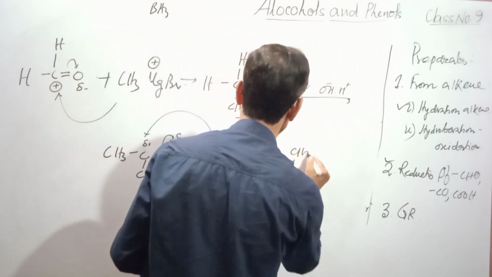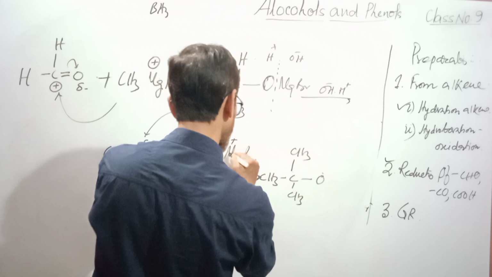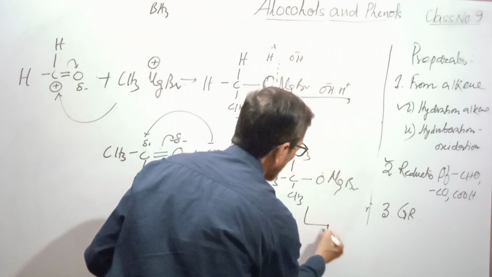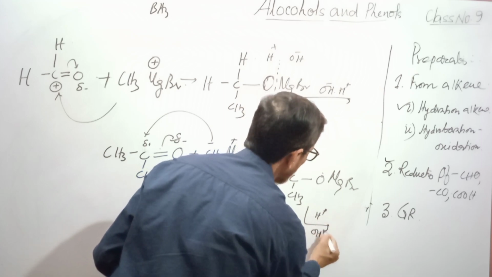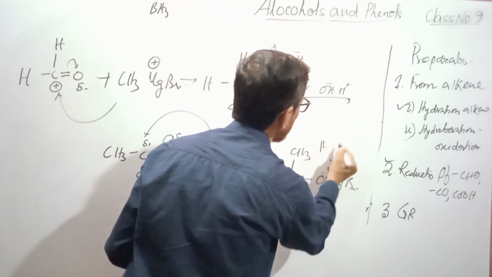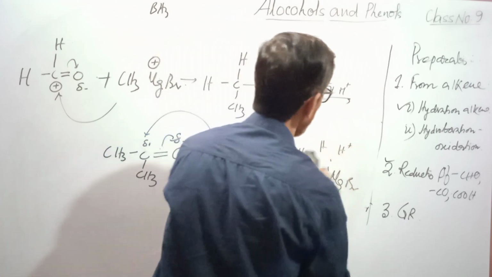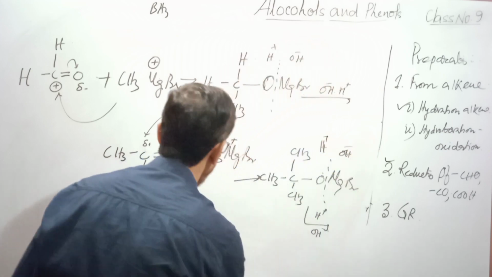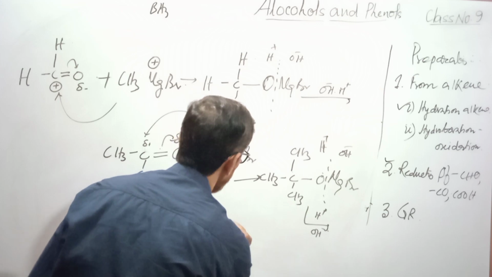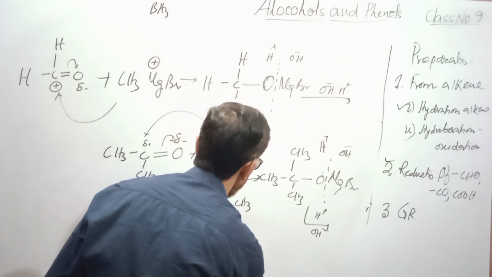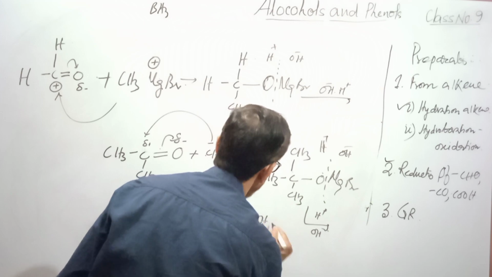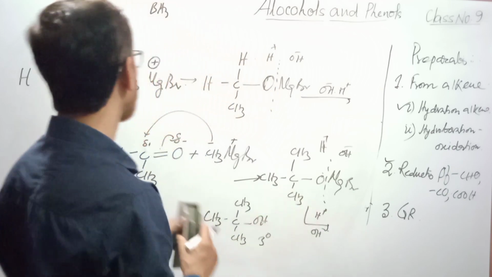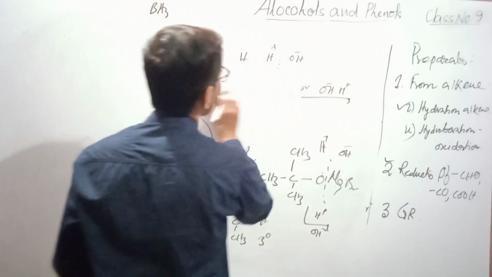So you are getting here CH3, and along with the negative part Mg will attach. Am I right? And last part is hydrolysis, means H plus and OH minus. Again this will break here, you will get H plus and OH minus. So what you get is (CH3)3COH. You are getting 3 degrees. So it is an excellent synthesis and excellent process where you get 1 degree, 2 degree, 3 degree alcohol from Grignard reagent.